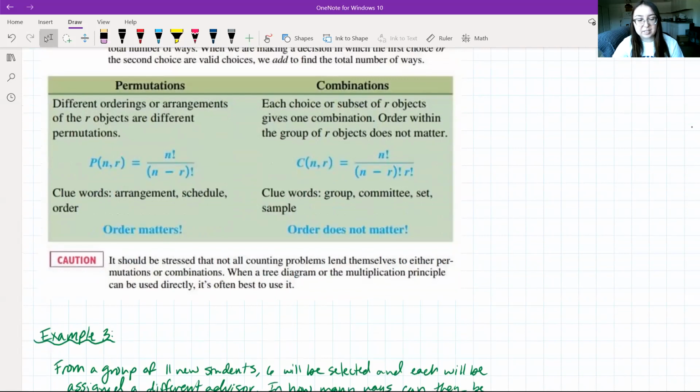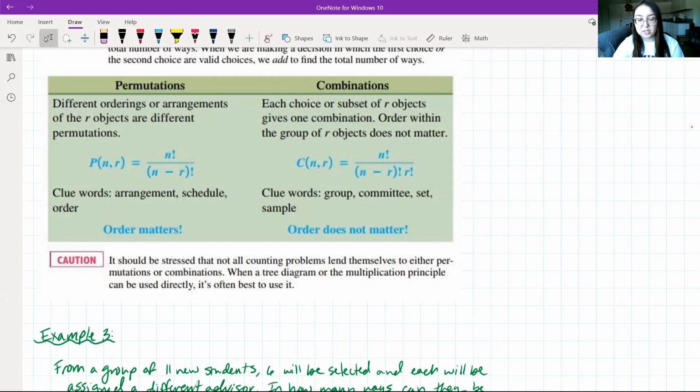All right, here's a little side-by-side comparison of permutations and combinations. With permutations, different orderings or arrangements of r objects are different permutations. So our permutation of n comma r is equal to n factorial divided by n minus r factorial. That's the equation. Clue words are going to be arrangement, schedule, or order. And remember that order matters for permutations.